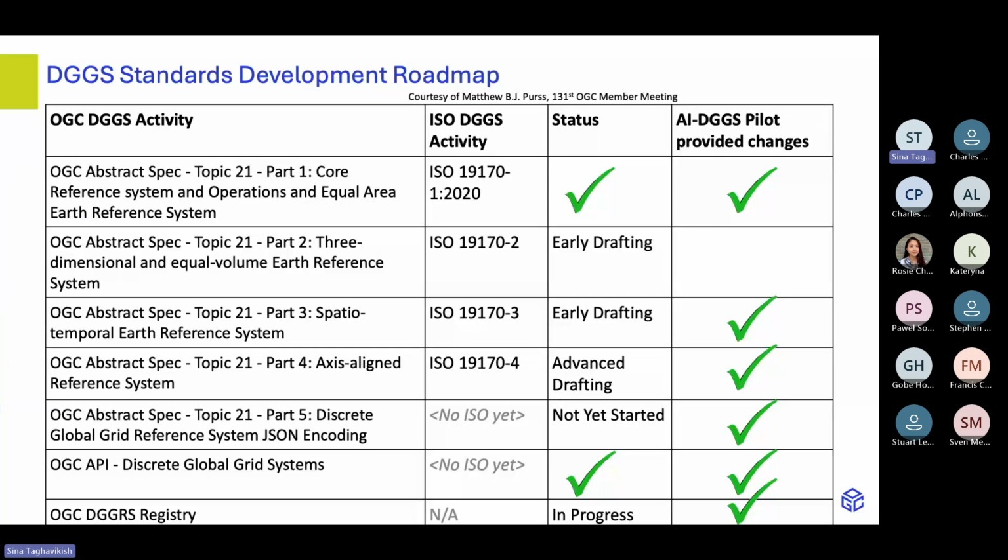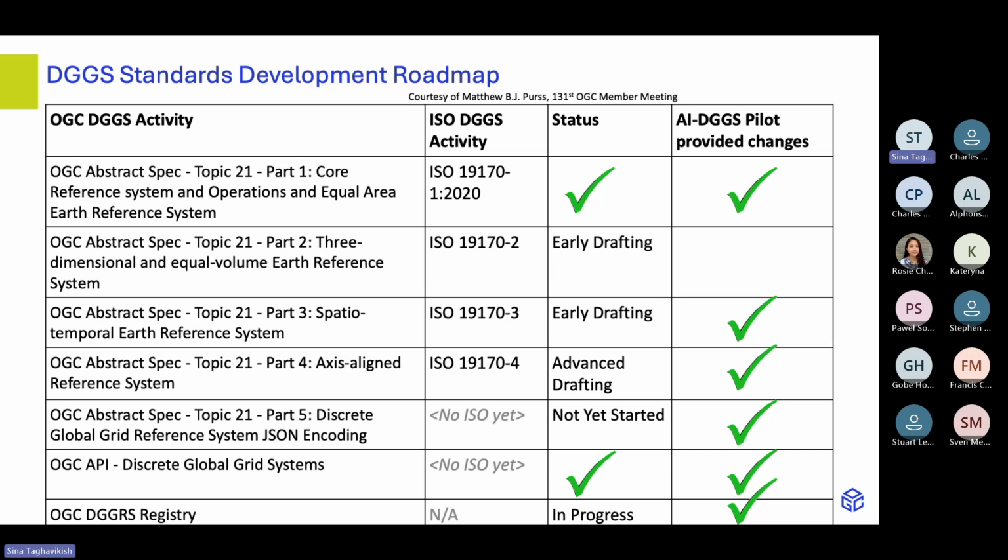Where the standards stand right now: there are 5 parts to DGGS. The first part is the core reference system. It's an ISO document, and the Ai-Dggs pilot completely covers that topic. Part 1 is the equal area. The second part is the 3-dimensional, equal volume. And the third part is spatiotemporal, which means that time is also involved. These are in early drafting, so not there yet.